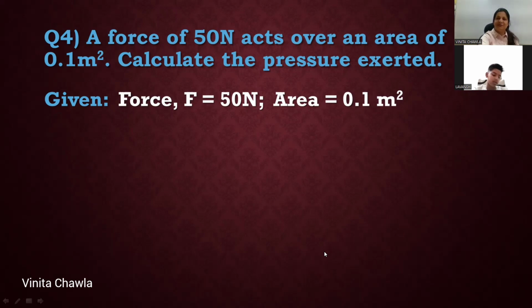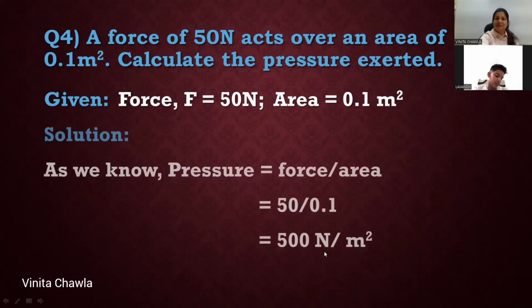Check your answer. I did 50 by 0.1 and multiply by 10, but I didn't multiply by 50. So now correct the answer. It is 500 Newton per meter square. This 0.1 we can write as 1 by 10, and this 10 goes to the numerator with 50.